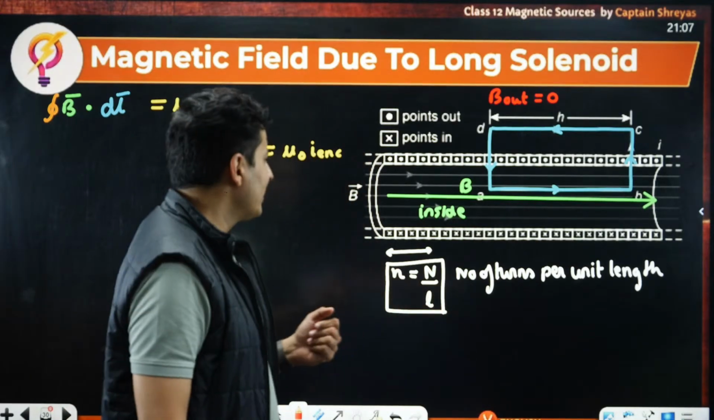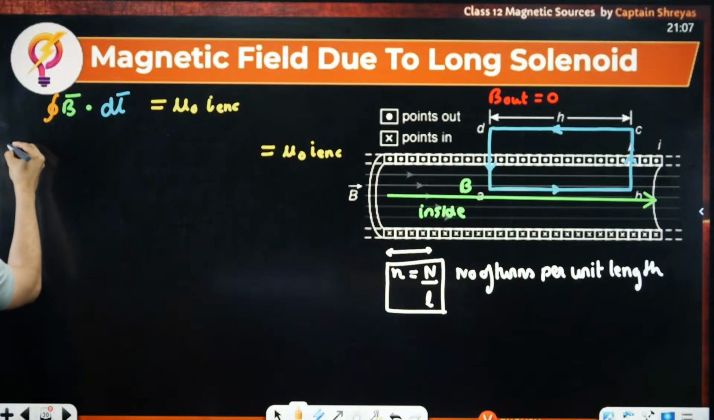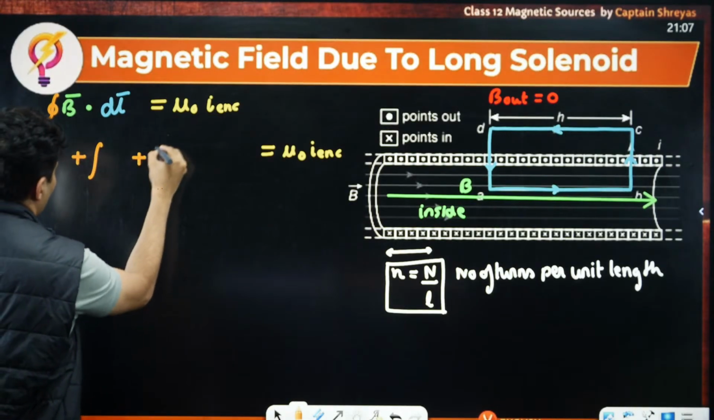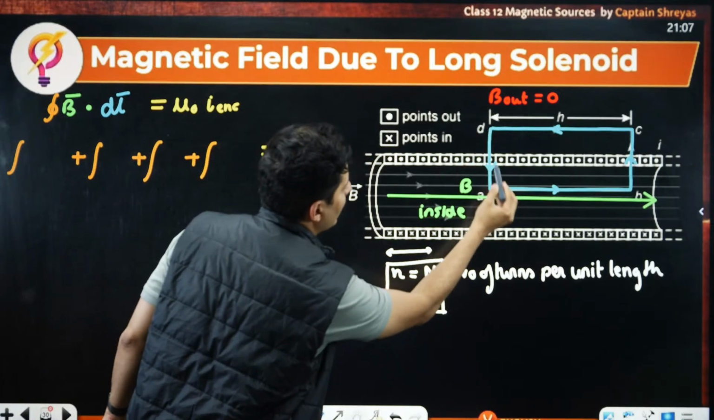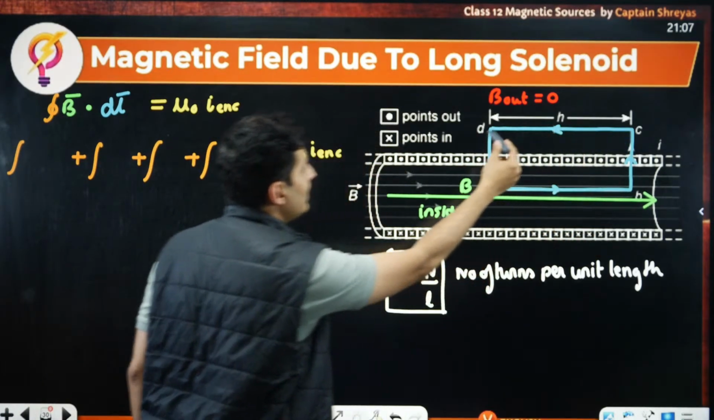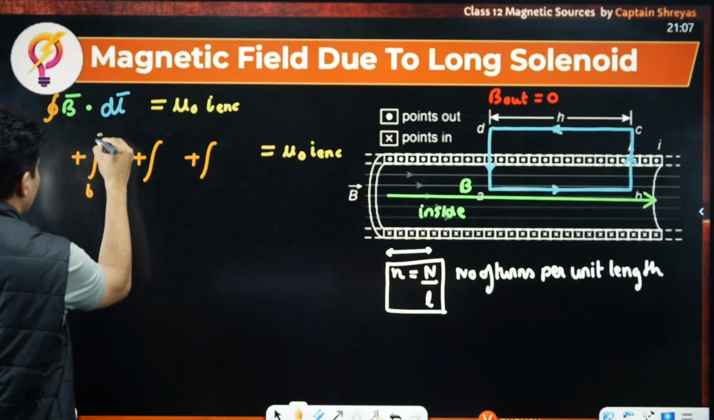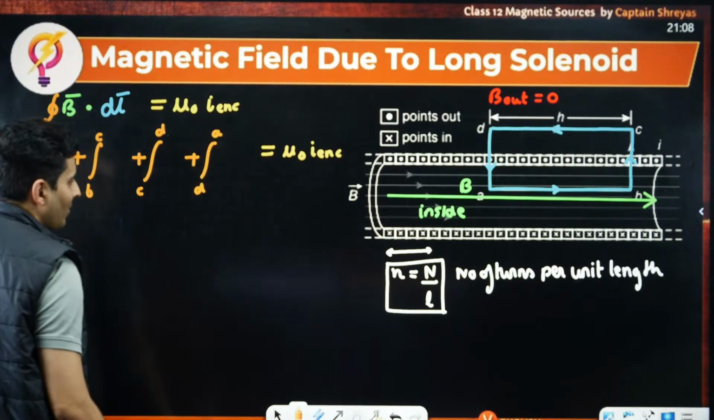Oh, okay. So what, sir, now? See, I'm going to split this integral into 4 parts. How? From, let's say, A to B, B to C, C to D, and D back to A.